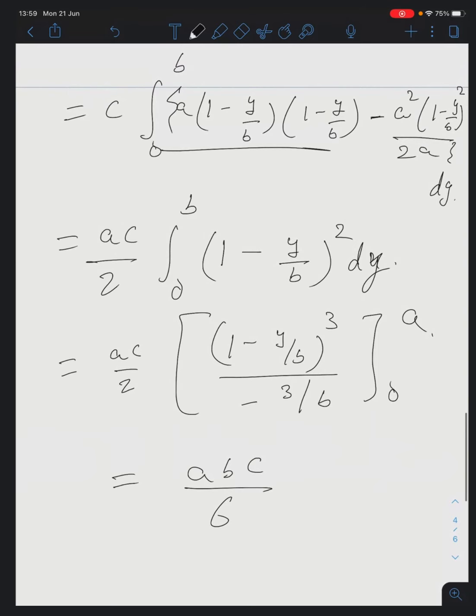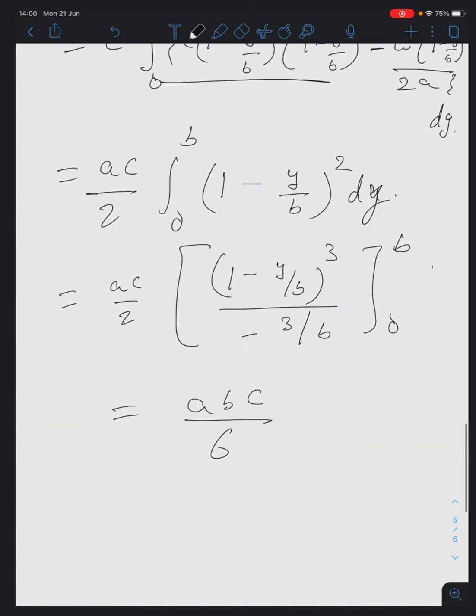Is the limit 0 to a? It is 0 to b, no? b. So at upper limit it will become 0. Lower limit it will be 1. Minus minus will be plus. b will go to the numerator. 3 into 2 will be 6. Okay?